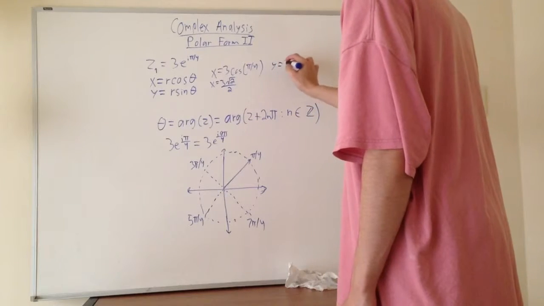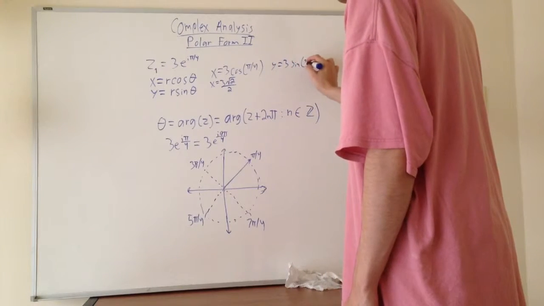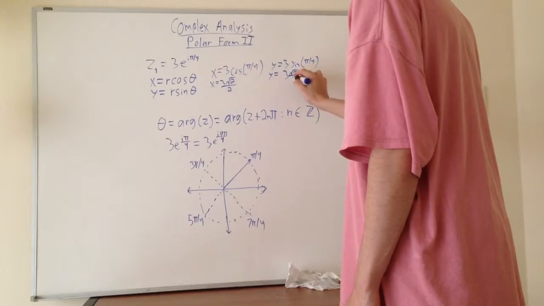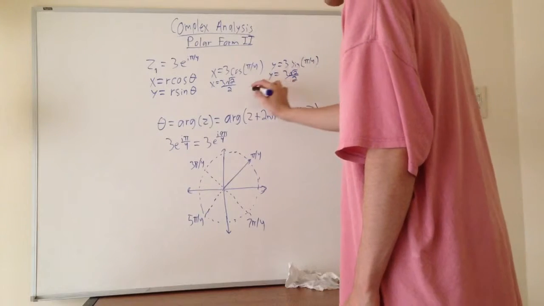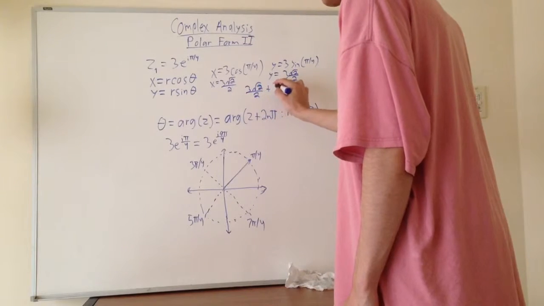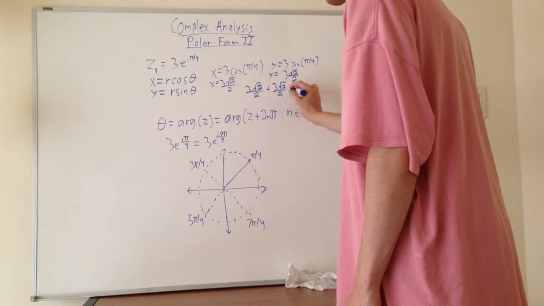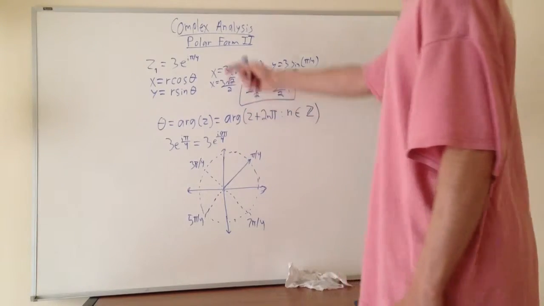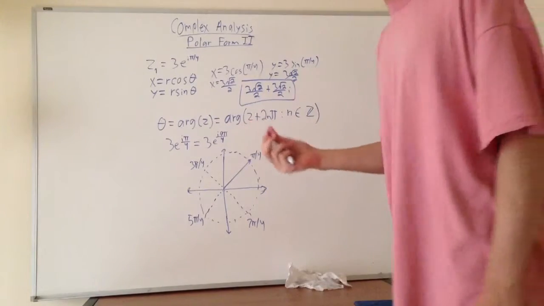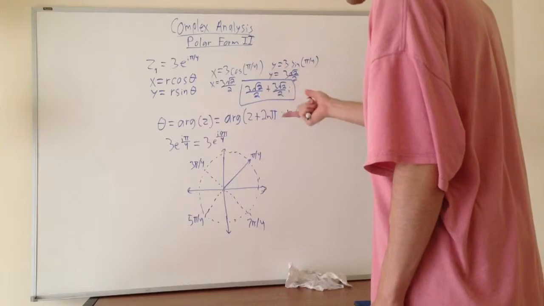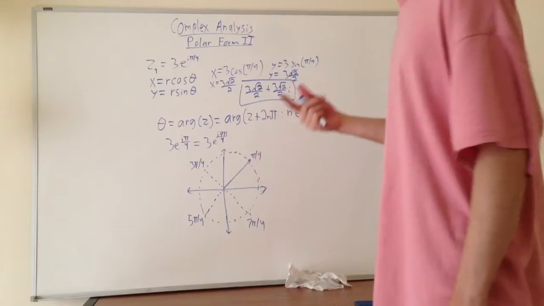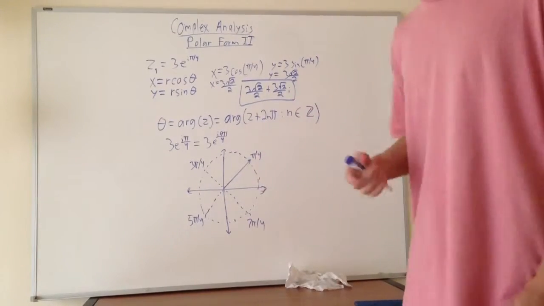And our y is going to be simply 3 sine of π/4, and that's just going to be equal to 3 square root of 2 over 2. And there you have it. So really we can write this as 3 square root 2 over 2 plus 3 square root 2 over 2 i. That's how we would represent this number in Cartesian form. And of course you can check this by using the formula from the last video: just do x squared plus y squared, and then use theta equals arctangent of y over x. So just use the formulas from the last video to go backwards and check yourself.